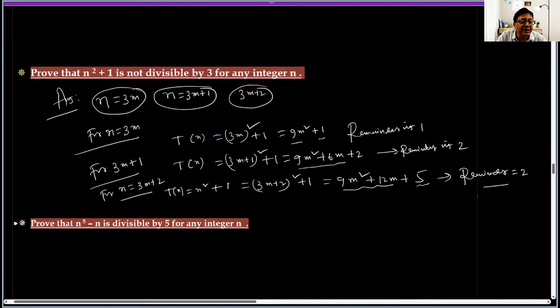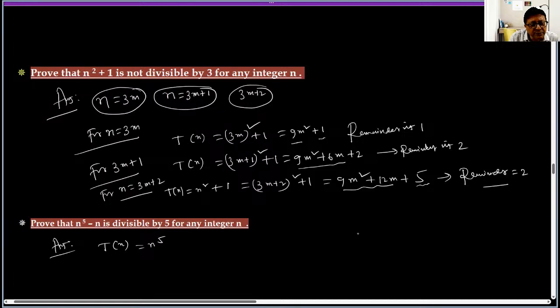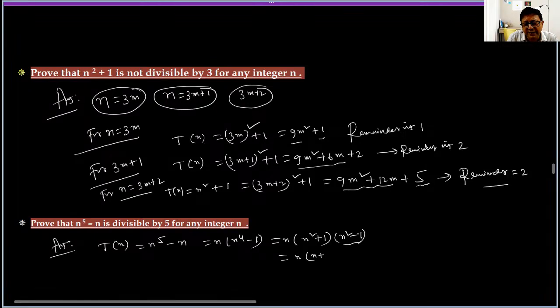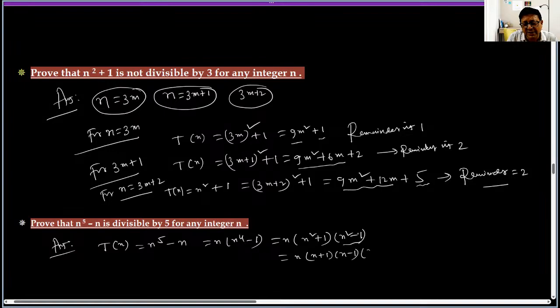Do this one. Prove that n to the power 5 minus n is divisible by 5 for any integer n. How to prove it? What you will do here, you write Tn equal to n to the power 5 minus n. Take n as common: n times n to the power 4 minus 1, this is n times n square plus 1 times n square minus 1. Factorize this one again: n times n minus 1 times n plus 1 times n square plus 1.